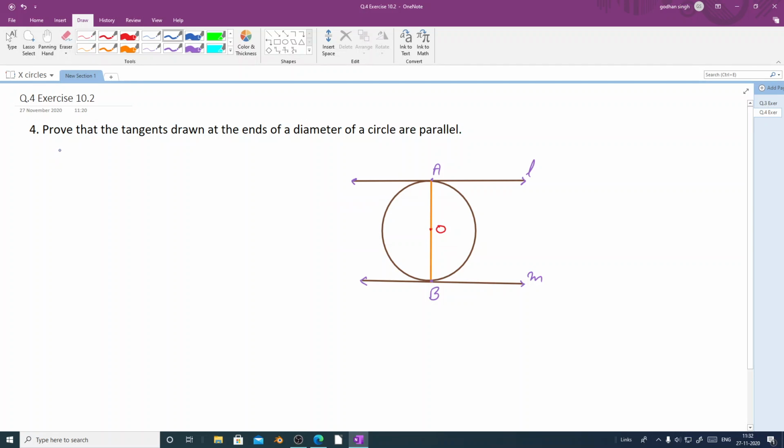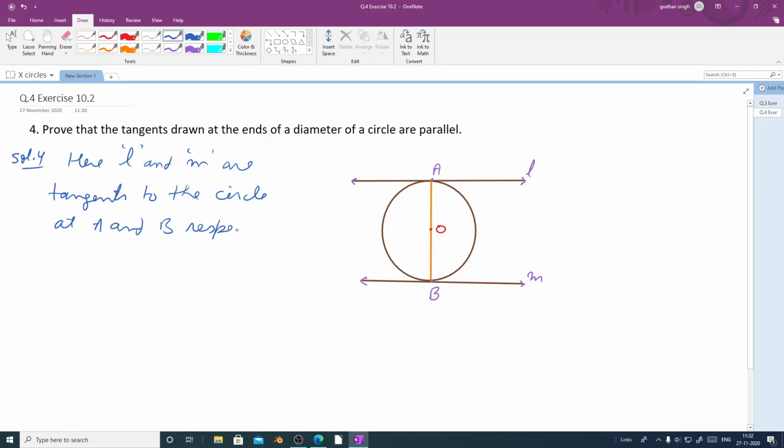Question 4, exercise 10.2. Prove that the tangents drawn at the ends of a diameter of a circle are parallel. So, solving question number 4, here L and M are tangents to the circle at A and B respectively, and AB is the diameter.